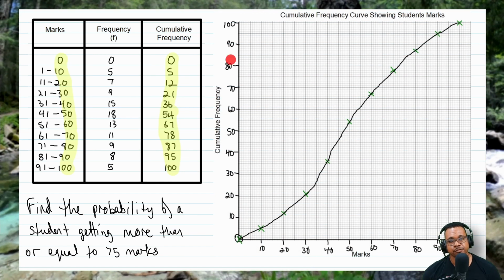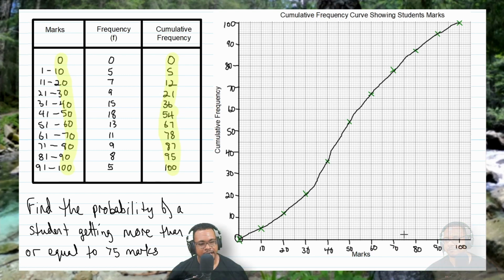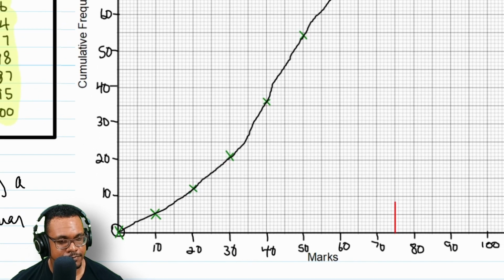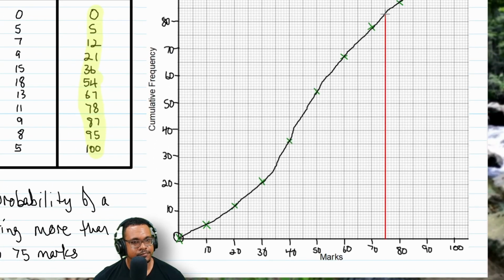So here I have my cumulative frequency curve for the information on this table, cumulative frequency on the y-axis and marks on the x-axis. So this frequency is the number of students. So the cumulative frequency would have the number of students. So since I want to find the probability of a student getting more than or equal to 75 marks, I will look down here at the marks and locate 75. And that'll be right here between 70 and 80. And I'll draw a line straight up to touch the curve, and then I'll draw a line straight across.